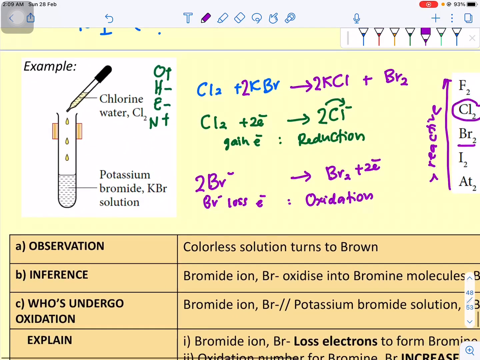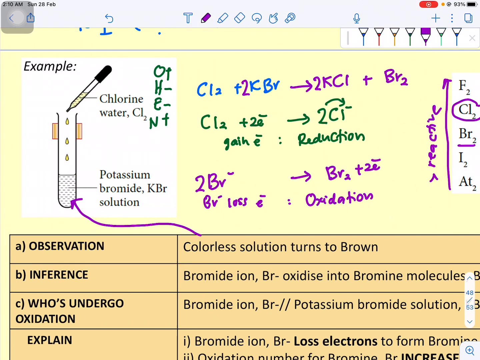Okay, so observation, colorless solution turns to brown. Colorless ni yang mana? Colorless ni adalah potassium bromide. Why is it turned to brown? Is it because of chlorine or bromine?